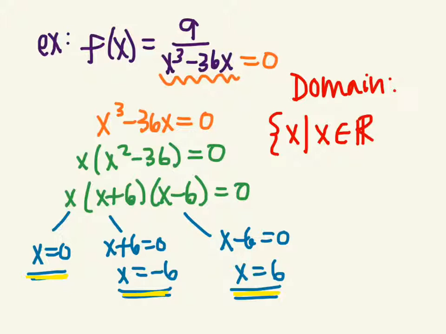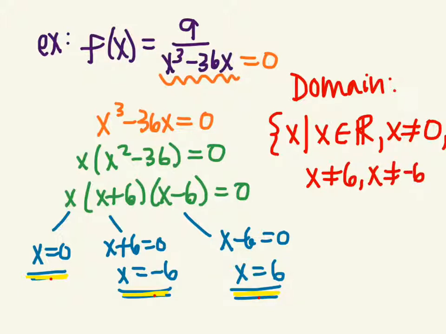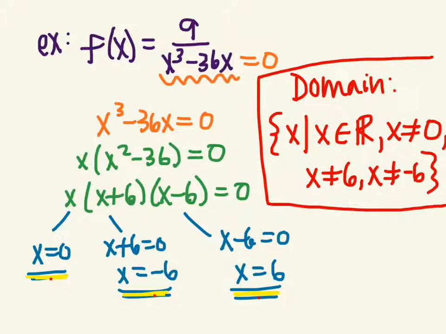So every single real number is going to be valid for the domain except for these three. So how we're going to say that: x is in the set of all real numbers, but we're going to exclude, so x can't equal 0, x can't equal 6, and x cannot equal -6. And that's how you would write the domain for this function. Again, always double check it by graphing and look at the table and see where you have those errors in your table, and that should help you out.